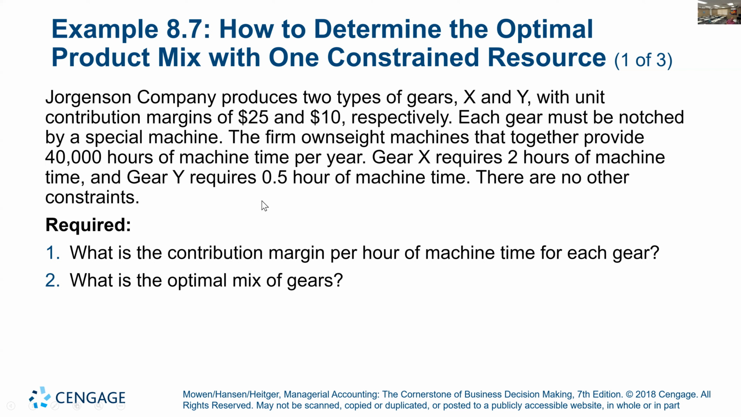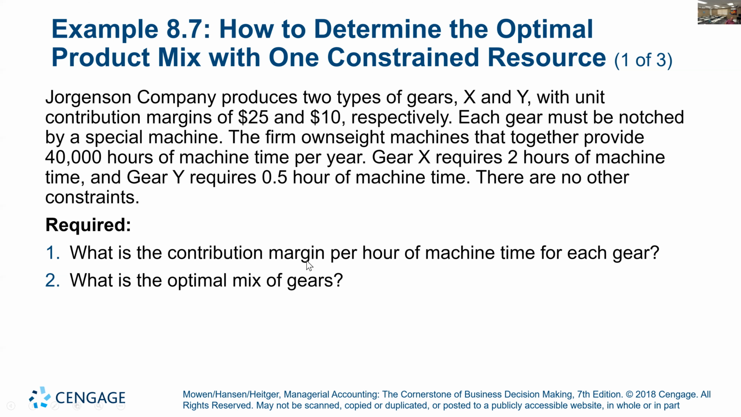Whenever we're doing this, we know the contribution margin per unit, but since they're both using this piece of equipment and that is our constraint, we want to find the contribution margin per the constraint. So in this case, it's going to be machine hours. Whichever one has the higher contribution margin per machine hour, that is the one we're going to want to do.